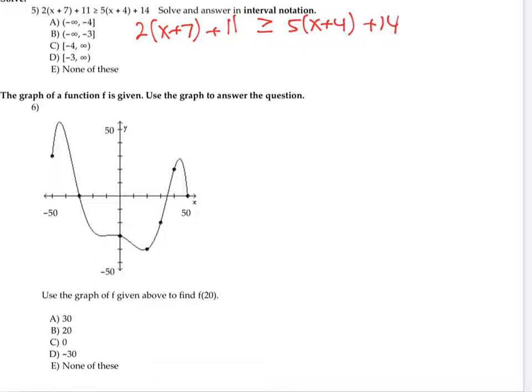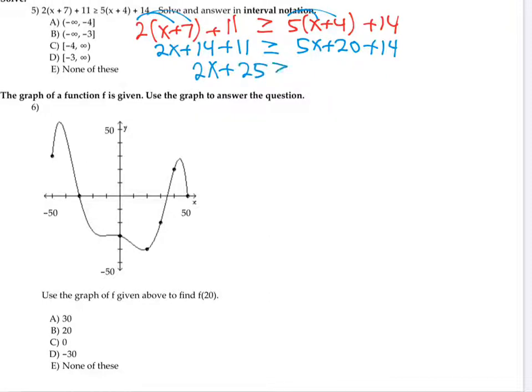And so let's do that. I'm going to distribute this in. So 2x plus 14 plus 11. And then the 5 distributes in: 5x plus 20 plus 14. So that's 2x plus 25 greater than or equal to 5x plus 34.